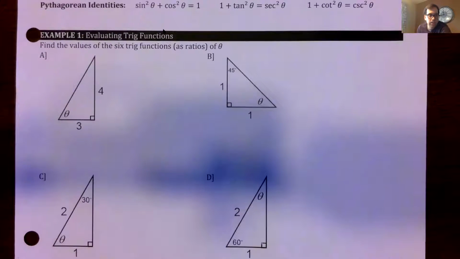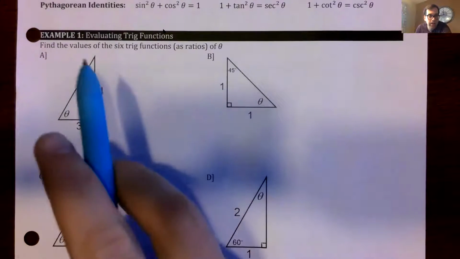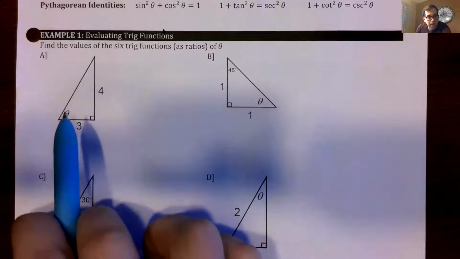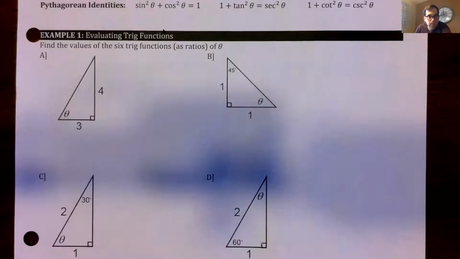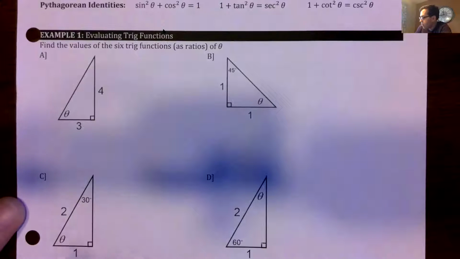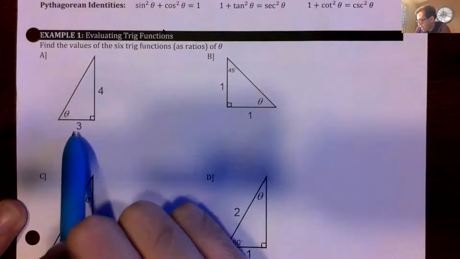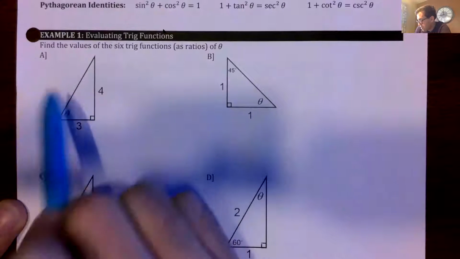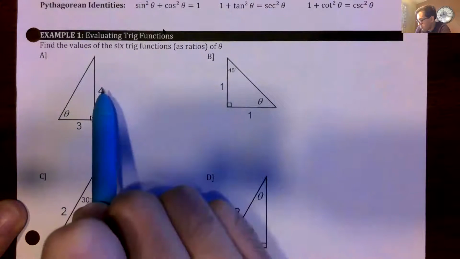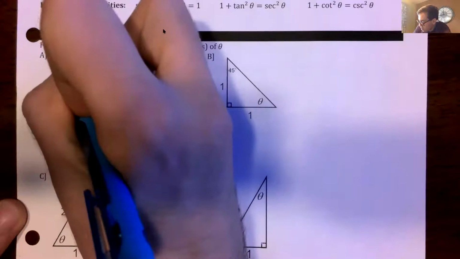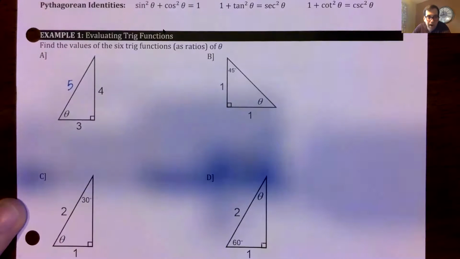Take a look. So in letter A, we have a right triangle with two sides labeled, and we have one angle labeled as theta. So we're going to find the value of the 6 trig functions as ratios of theta. So first thing we can do is identify our missing side length. And remember that a squared plus b squared equals c squared. So that would be 9 plus 16 equals c squared. So 25 equals c squared. So the hypotenuse is 5.